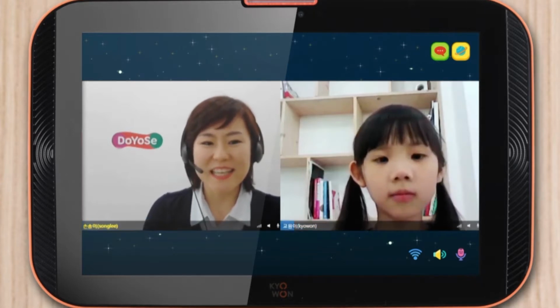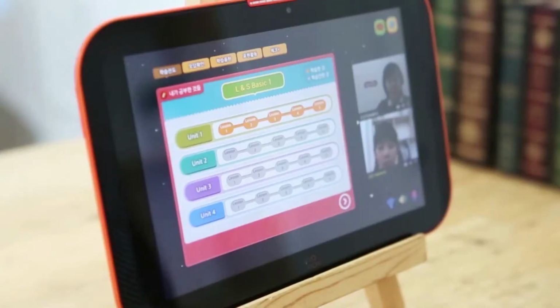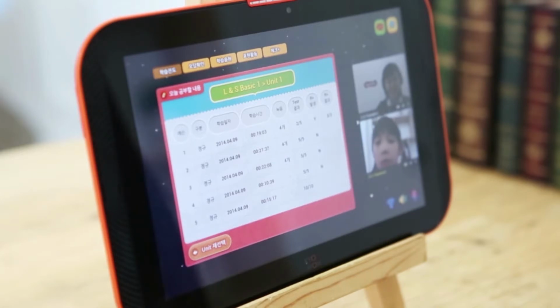This is what the students will be seeing on their tablet. Let's go to the learning space. Have you reached uniform? This is about 4 years ago.